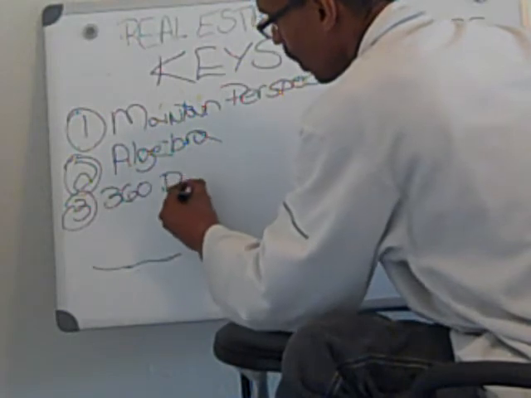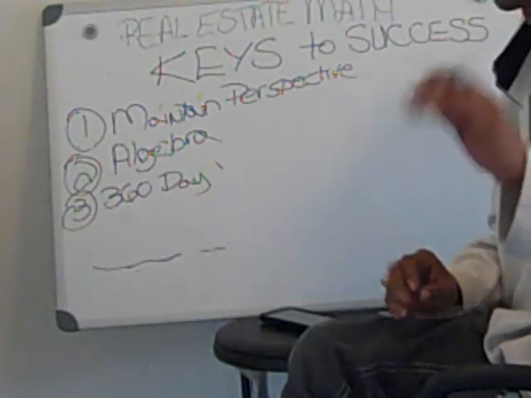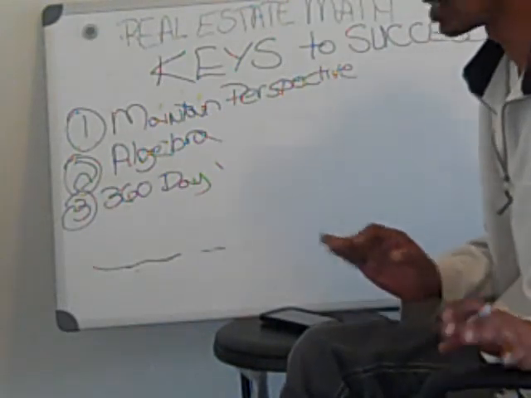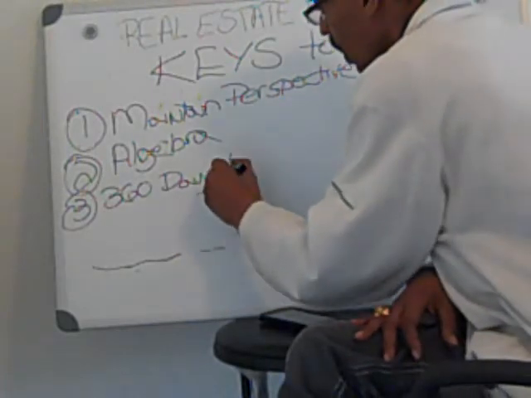Thirdly, remember that on the test, you'll be utilizing a 360-day year, and that each month is considered 30 days. Even February is 30 days, unless otherwise told.